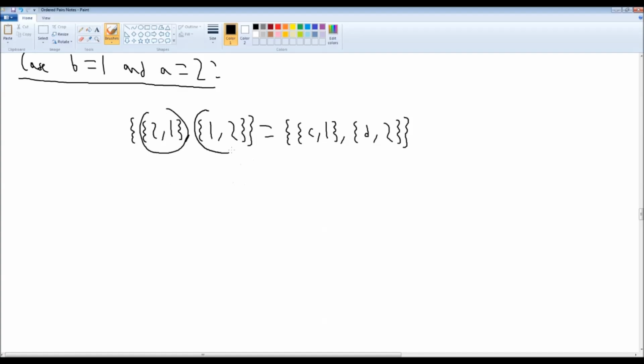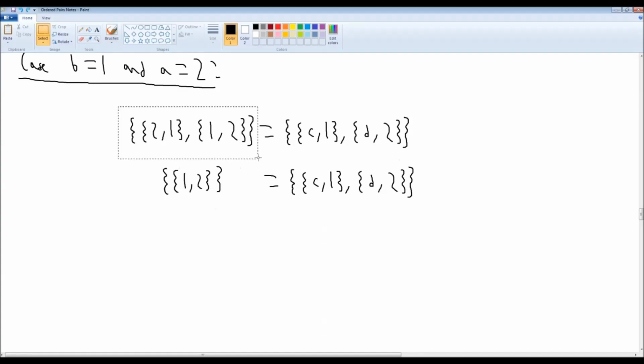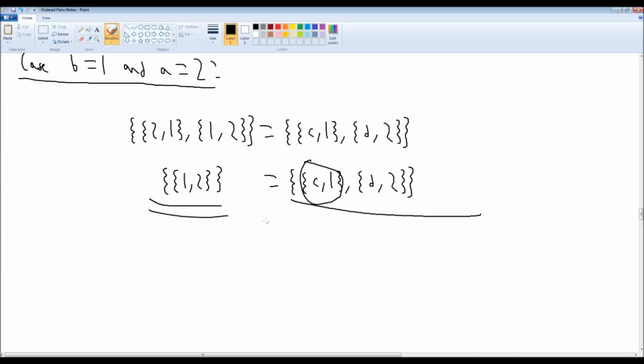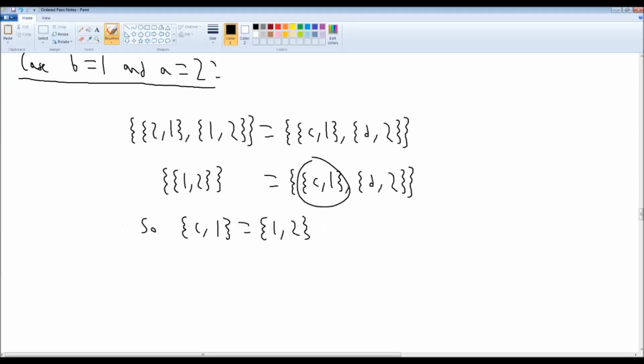And notice that both of these sets are equal. That means this set is really just a singleton in disguise. Since these two sets are equal, then that means this guy has to be a member of this set. In other words, this guy has to equal 1 comma 2. So this guy has to equal this guy. But since 2 has to either equal this guy or this guy, but can't equal this guy because 1 and 2 are not equal to each other, then 2 has to equal C. So C has to be 2.